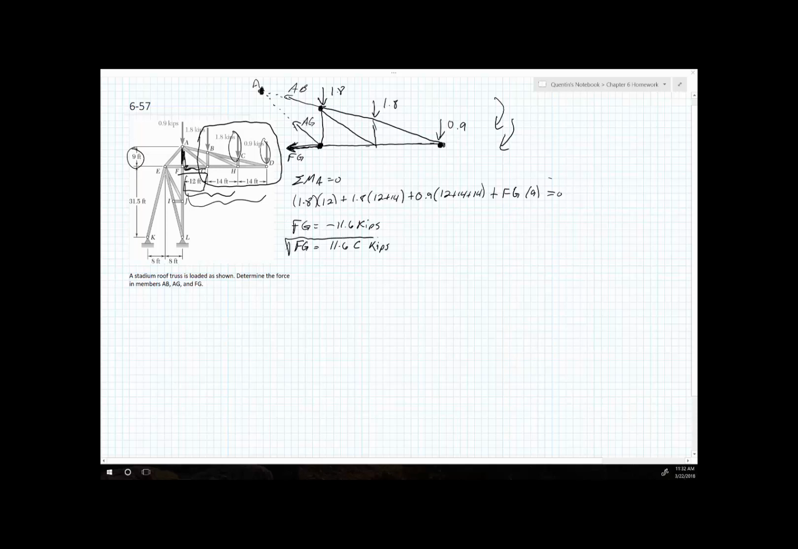So FG is 11.6 in compression. Don't ever give me a negative answer. Just tell me tension or compression. Okay, so let's pick another point.